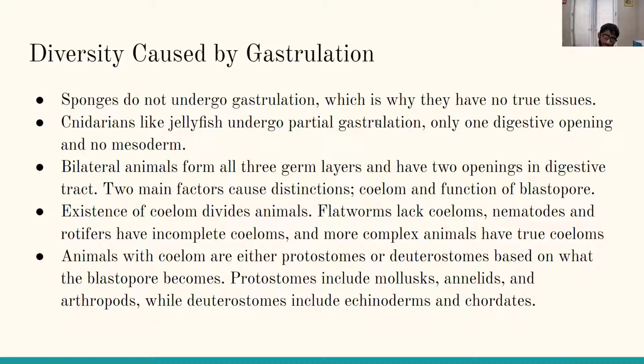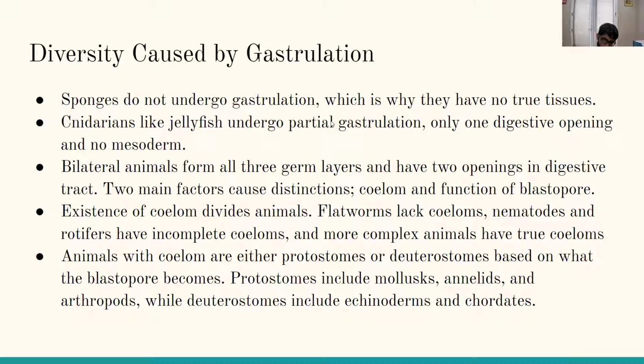In animals with bilateral symmetry, the fold extends all the way to the end of the embryo and forms a mesoderm as well. The differences in bilateral animals usually come down to whether a coelom exists and what the blastopore becomes. Flatworms, or a phylum called Platyhelminthes, have no coelom. They straight up have no coelom. And nematodes, which are also called roundworms, and rotifers have a partial coelom that overlaps with the endoderm.